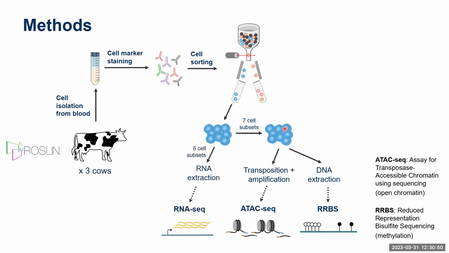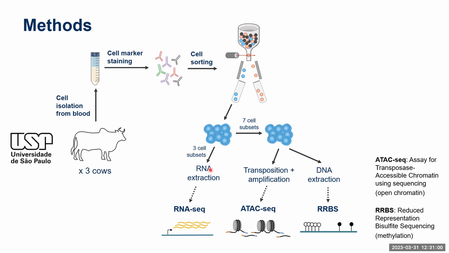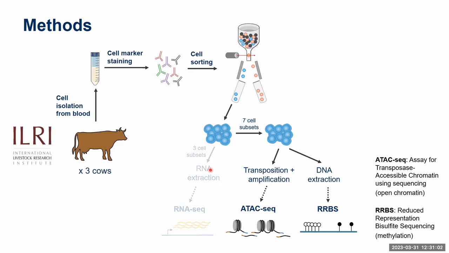And then for 6 of the cell types, I also isolated RNA for RNA sequencing to look at gene expression. I then repeated this for 3 Nelore cattle at the University of Sao Paulo, and then again for 3 N'Dama cattle at the International Livestock Research Institute in Nairobi. And this time we weren't able to collect samples for RNA sequencing.